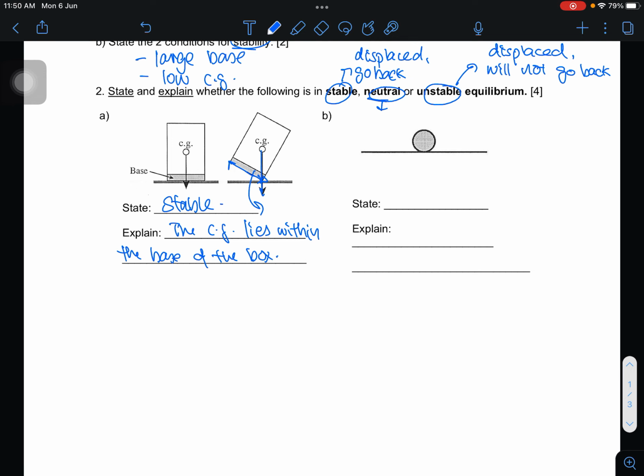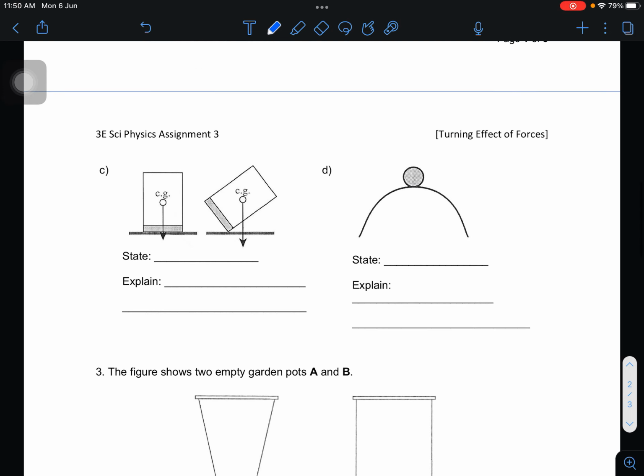Part B is basically an example of neutral. You see, this is the CG. No matter how I roll here or roll there, the CG will always remain on the same position. So the CG remains on the same line. That's the definition of being neutral.